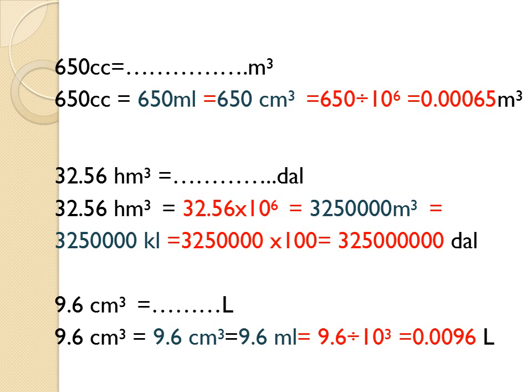The last example, which is 9.6 centimeter cube, we want to convert it to liter. So centimeter cube is not equal to liter. We know that milliliter is equal to centimeter cube, so we say that 9.6 centimeter cube equal to 9.6 milliliter. Now by reaching milliliter we can go safely to a liter by dividing it by 10 power 3, which becomes 0.0096 liter.